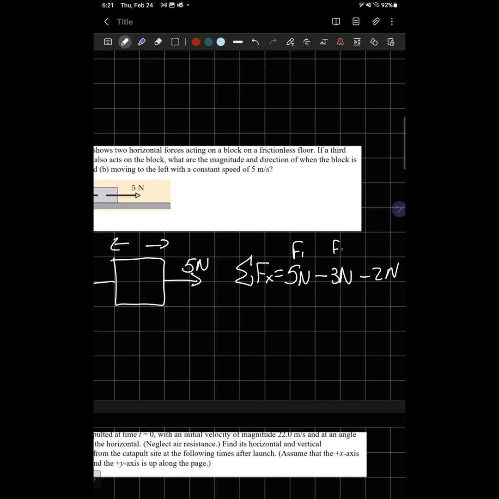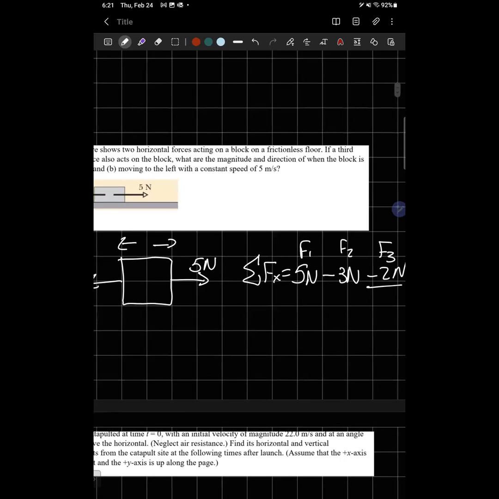F1, F2, F3. So F3 is -2. What does that tell me about the magnitude and direction? What is the magnitude? So then it's a magnitude of 2 going to the left. Exactly. Okay.